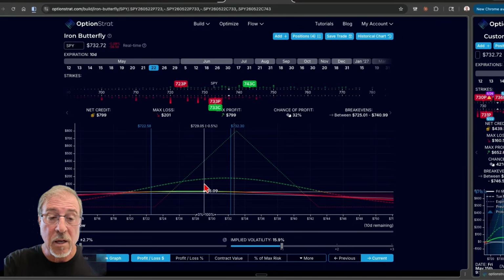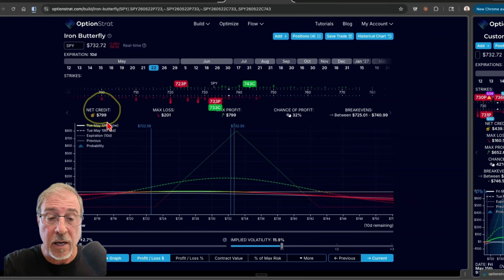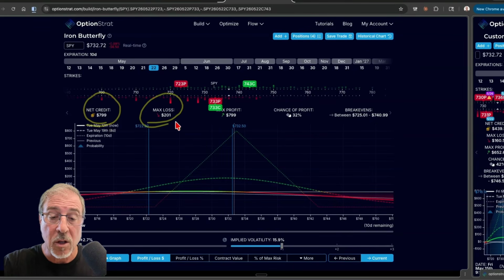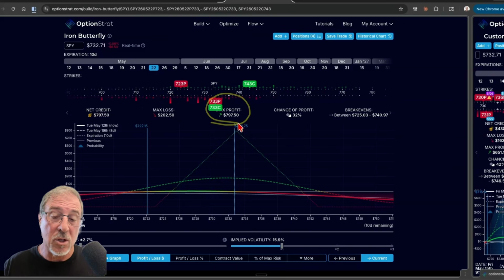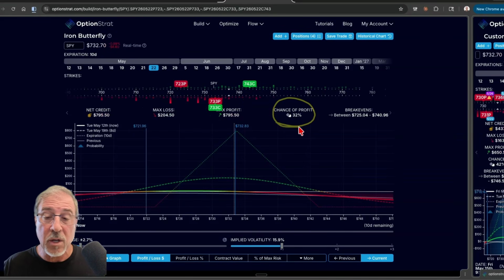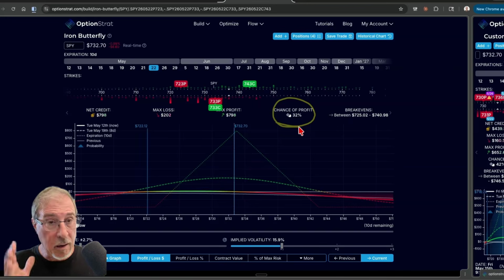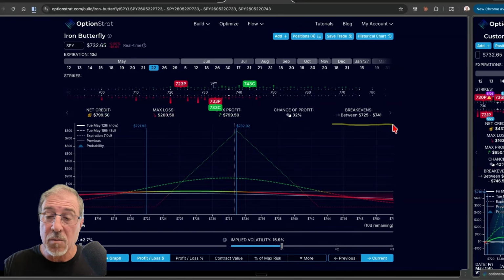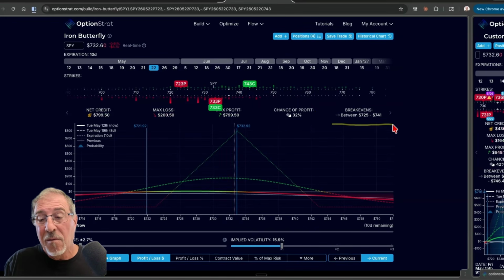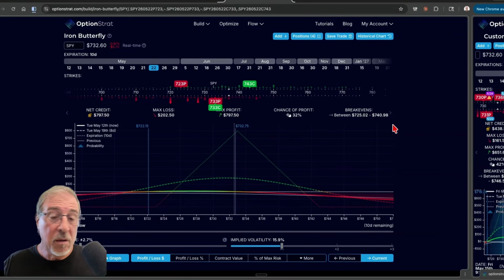If I take a look at this, we can see I'm taking in $799 in credit. My max loss is around $200. My max potential profit is just under $800. And I have a 32% chance of profit. But I also want to look at the break-evens here. These break-evens are roughly 15 points wide. Now, this is a really good structure. It's a very common structure that lots and lots of people have and continue to trade for income.